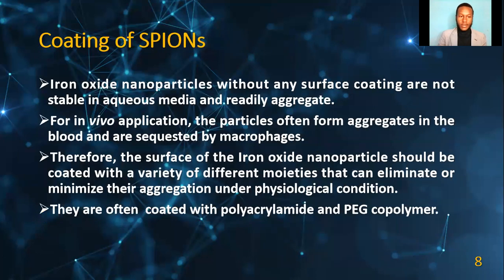The coating of SPION. Iron oxide nanoparticles without any surface coating are not stable in aqueous media and they readily aggregate. For in vivo application, the particles often form aggregates in the blood and are sequestered by macrophages. Therefore, the surface of iron oxide nanoparticles should be coated with a variety of different moieties that can eliminate or minimize the aggregation under physiological conditions. They are often coated with polyacrylamide and PEG copolymers.